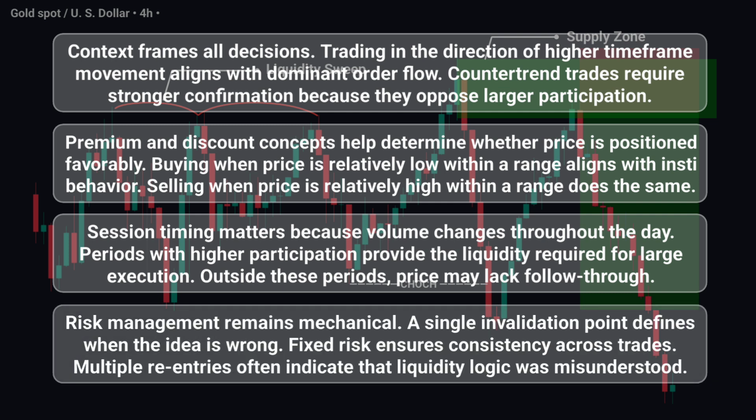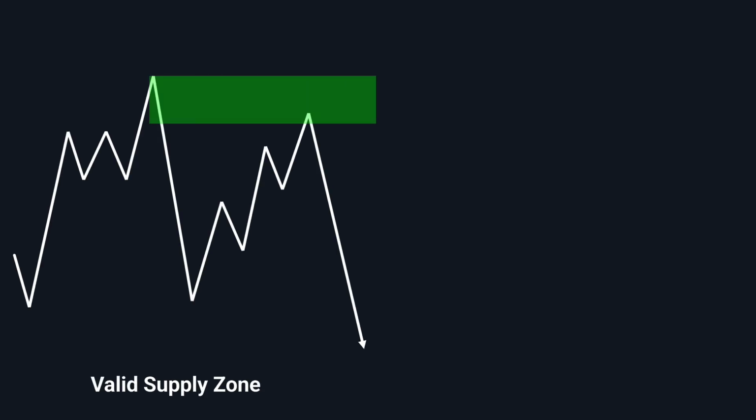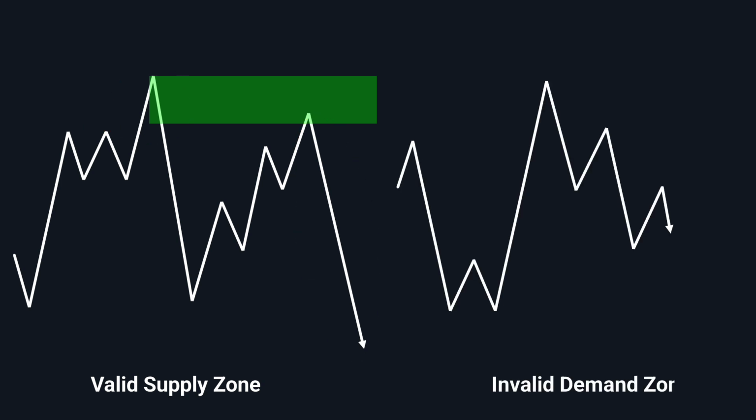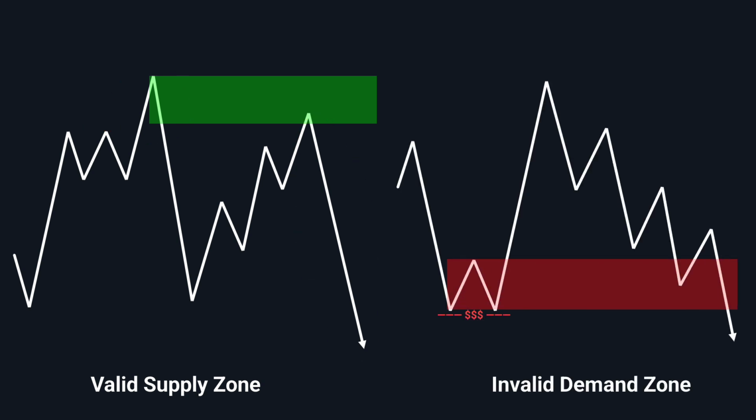Risk management remains mechanical. A single invalidation point defines when the idea is wrong. Fixed risk ensures consistency across trades. Multiple re-entries often indicate that liquidity logic was misunderstood. Supply and demand operates through liquidity, not visual appeal. When liquidity is respected first, zones function as intended. When liquidity is ignored, zones become traps.